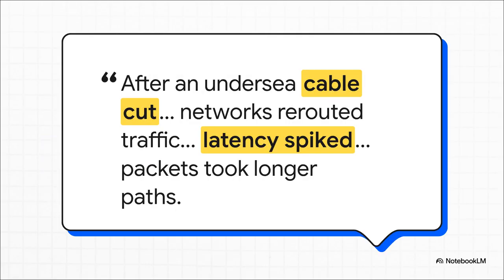And because the internet is a physical thing, it can physically break. Check this out. A while back, an undersea cable got cut. Now, the whole internet didn't just shut down. It's built to be more resilient than that. Instead, all the data packets were automatically rerouted, taking longer paths to get around the damage. So what was the result? Things still worked, but the latency, that's the travel time for a packet, it spiked. Everything just felt sluggish.